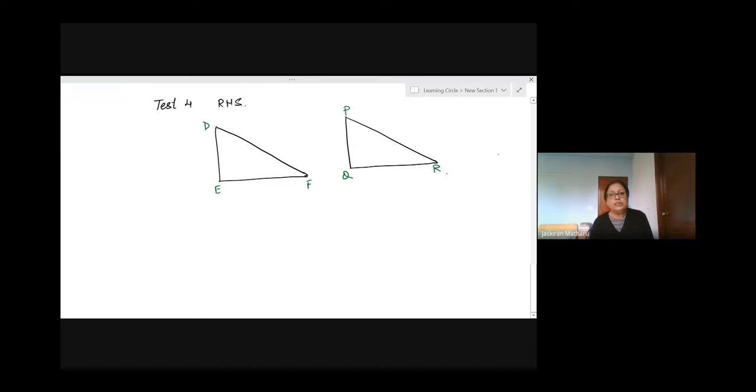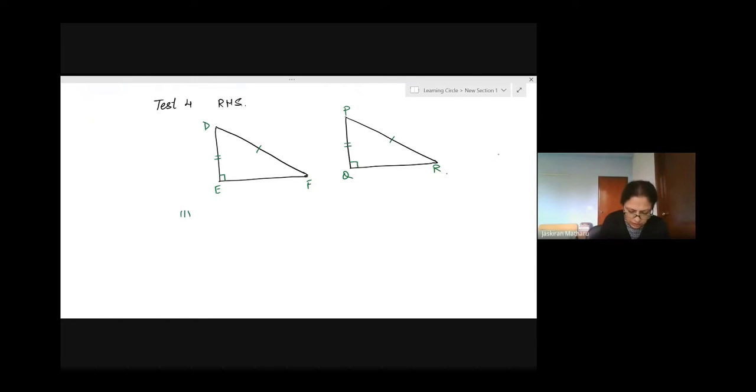Now we come to the final test of congruency, which is called RHS. So RHS stands for R is right angle. That means both the triangles have to have one right angle. So in this case, as we can see, angle E and angle Q are right angles over here. Then the hypotenuse has to be equal. So hypotenuse is the side opposite the right angle. So I can say that DF is equal to PR and any other side is also equal. So we could say that DE is equal to PQ. We could have also taken EF or QR.